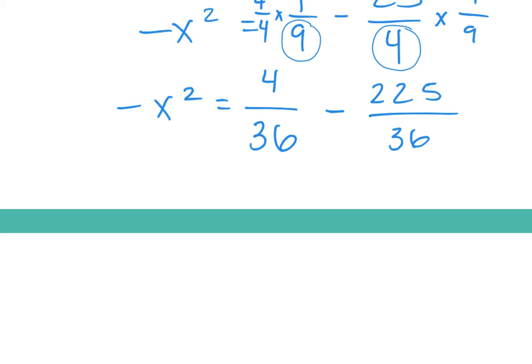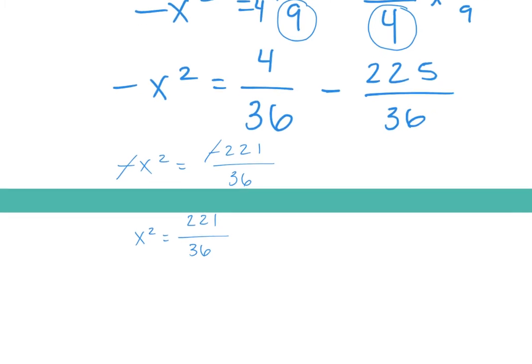What is 4 minus 225? Yep, negative 221 over 36. Now, we can divide by -1, multiply by -1. Just get rid of those negatives. So it's x squared equals 221 over 36. And then you take the square root, so you're going to get x.